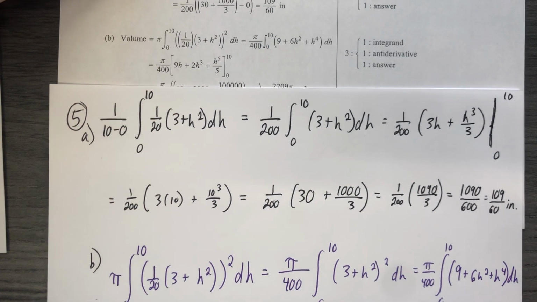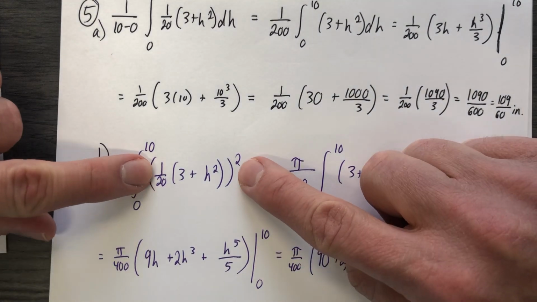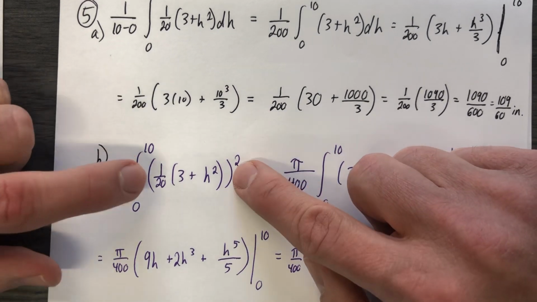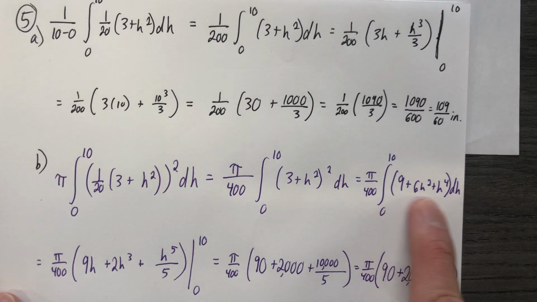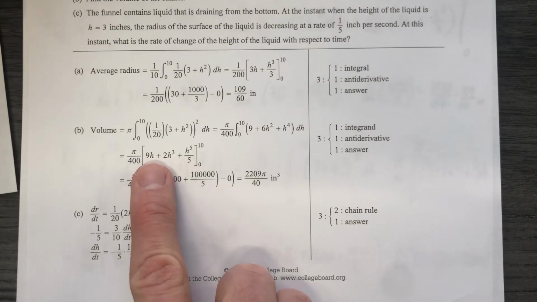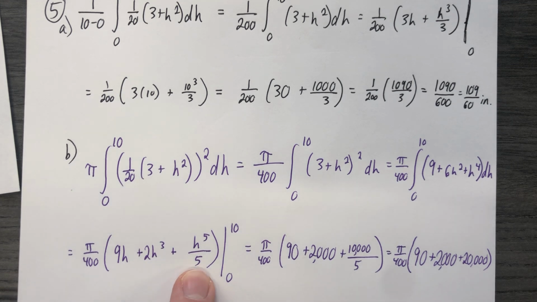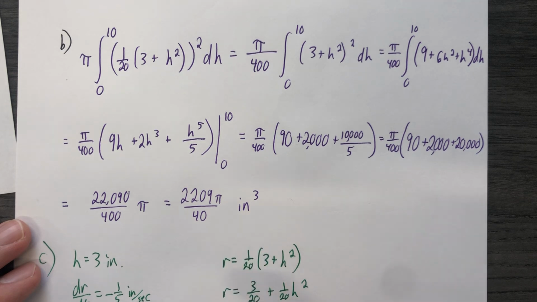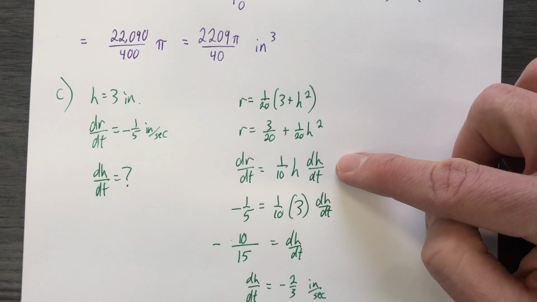All right, part B, the integrand, which would be all this stuff right here. Did you set up all this? Did you square it? Did your parentheses in the right place? Yes. The antiderivative, which is not that. Oops. Yeah, it's that. Looking at the antiderivative, including the pi over 400. Now, if you had the pi over 400 in here, it's going to complicate things, but it's not necessarily wrong. And then the final answer, which was this. And that one's correct.